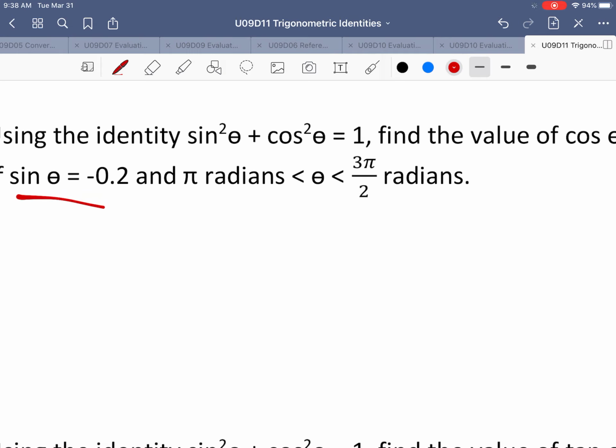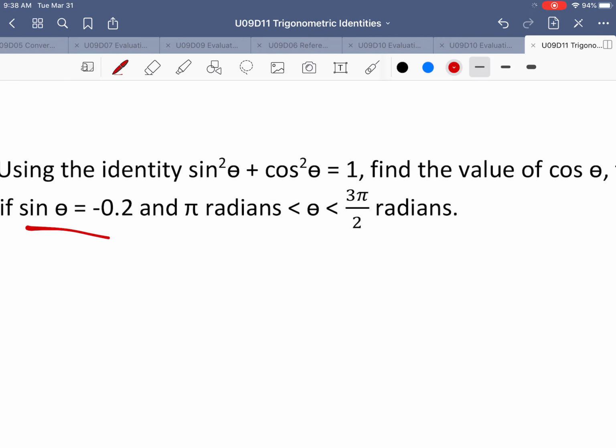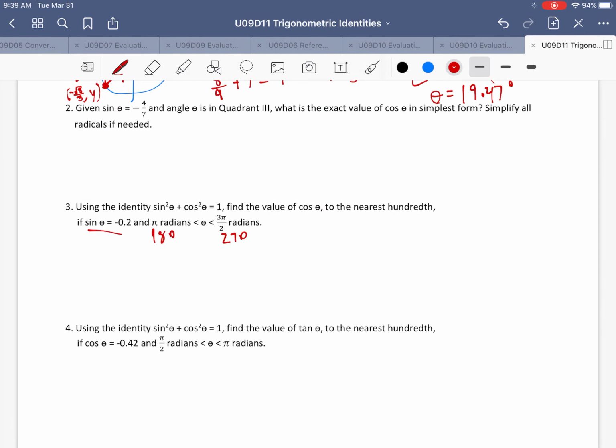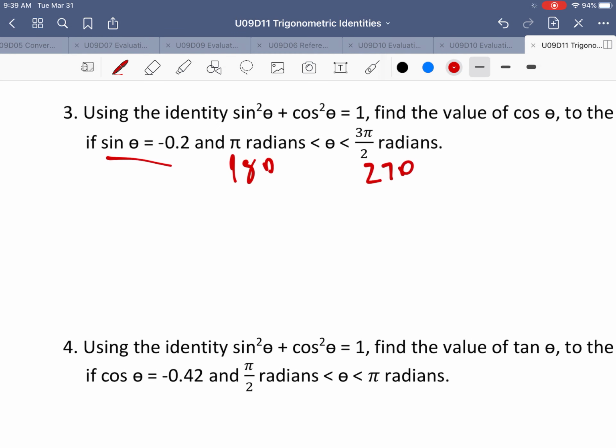And it says our answer should be, what does it say? Between pi radians and 3 pi over 2 radians. So this pretty much says between 180 and 270 degrees. And that has to do with where that sine value is.